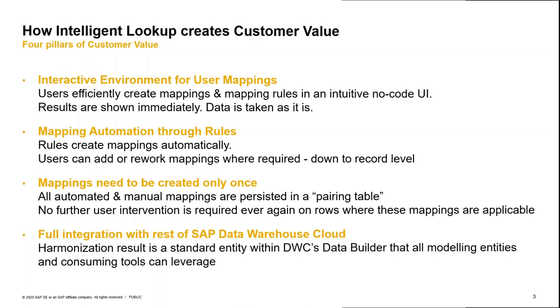Once these mappings have been found, they're persisted in what we call a pairing table. So once a match has been made, it doesn't need to be made ever again, because that's a solved case. So when new data arrives that would require the same common identifier, it now exists.